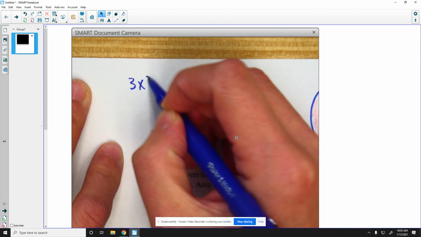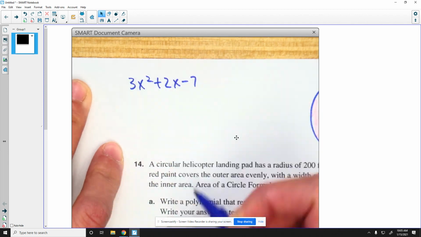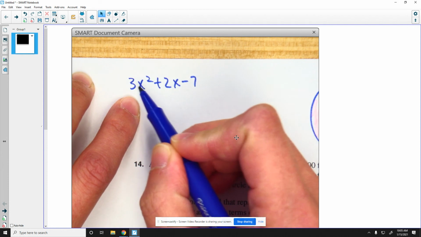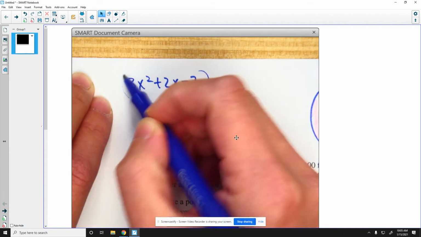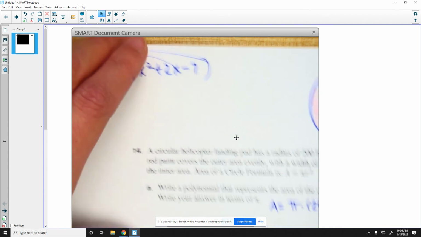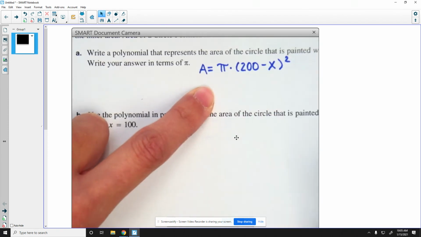So my final answer for a polynomial would be like 3x squared plus 2x minus 7. Like that's a polynomial. Notice how there's no parentheses. There's no multiplying this by like 2. That's not a polynomial because I didn't solve it all out yet. So I have to solve this all out. Okay, so let's solve it.